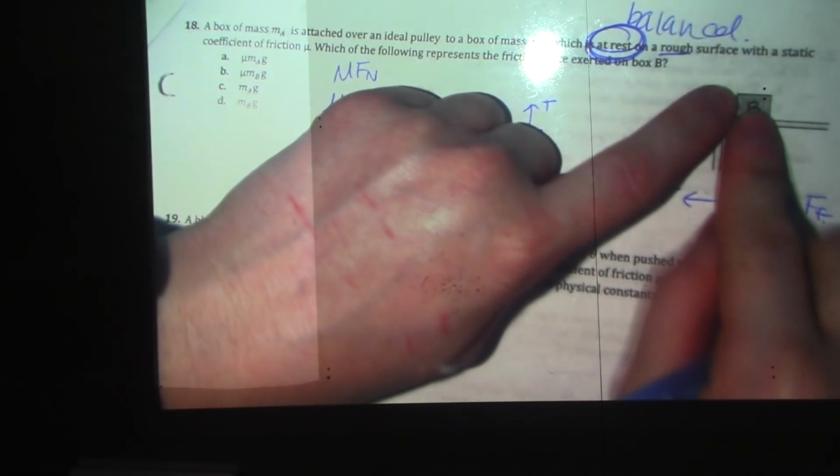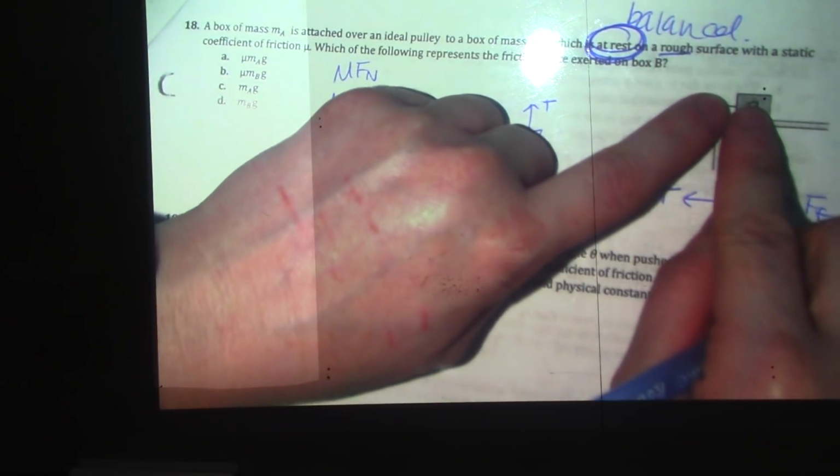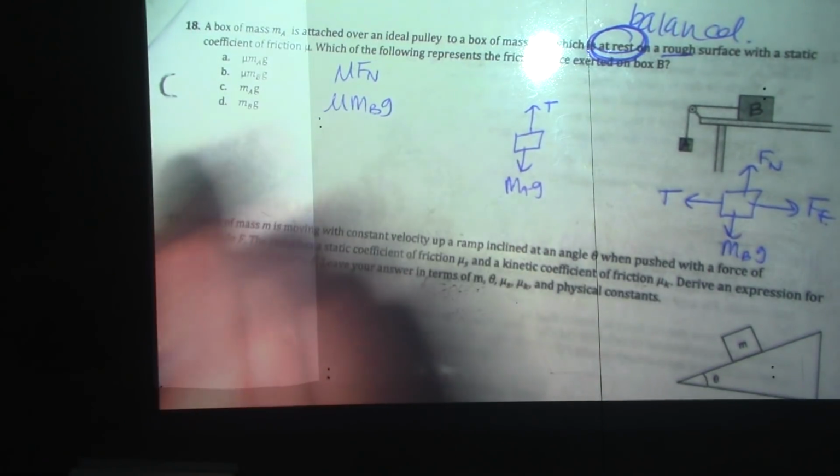I do not know that that is the exact mu of n. I just know it's not moving. I could be pulling with a lot less than mu of n, in which case it would just be enough to balance out. So I'm not going to go that route because I don't know.